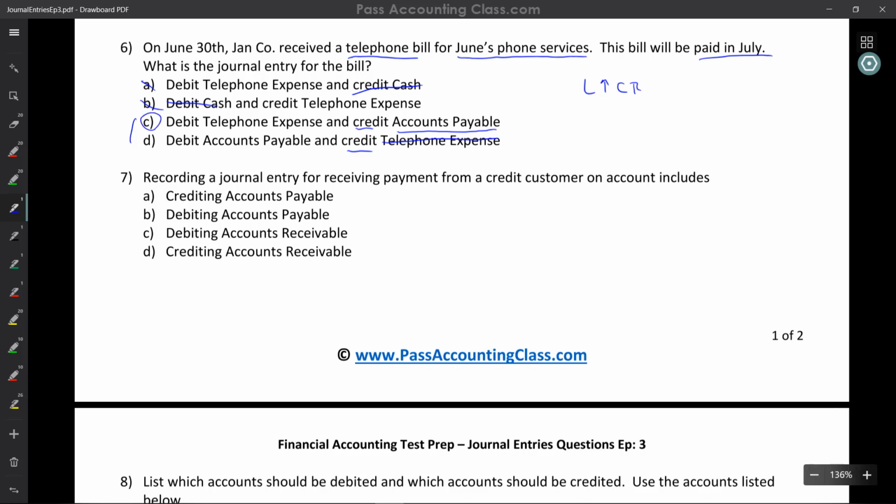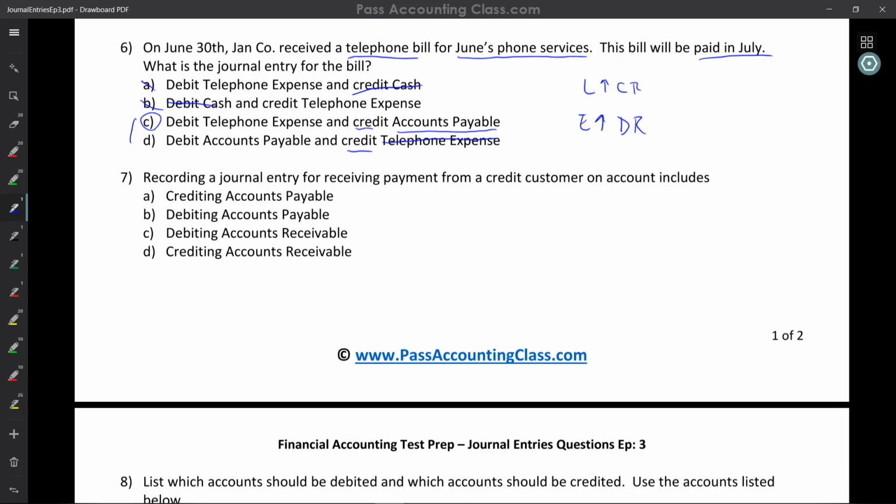That'll be answer C. And then what we need to do is figure out what account we're going to debit. Since it's a bill for the telephone, that would be a telephone expense. Telephone expense is an expense account, and we increase the balance of an expense account by debiting it.